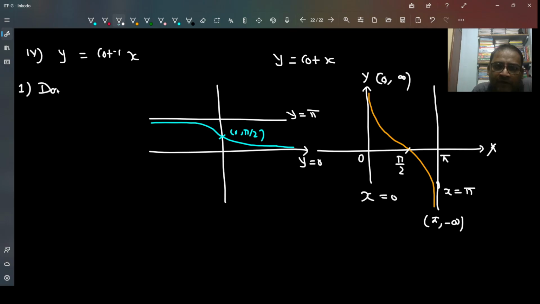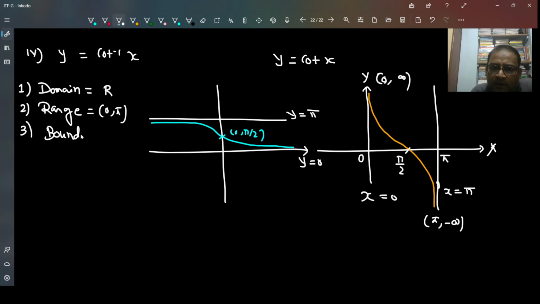Domain of the cot inverse x. So the domain is the set of all real numbers. What about the range? Open bracket 0 to pi. Is it bounded? Your answer is yes, it is bounded. Maximum, minimum we don't know, but it is bounded between 0 and pi.